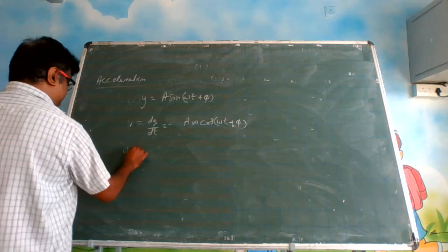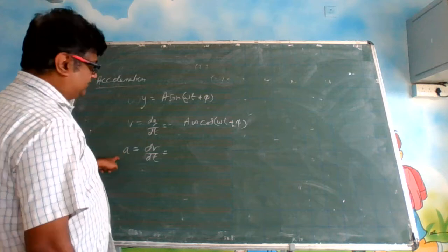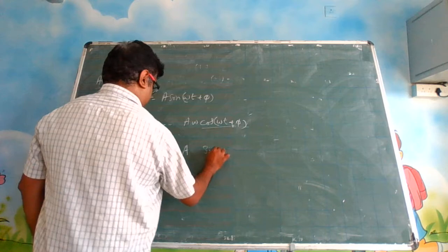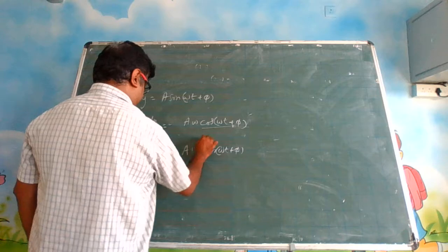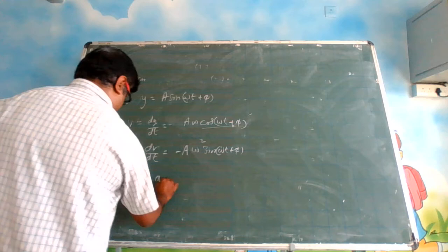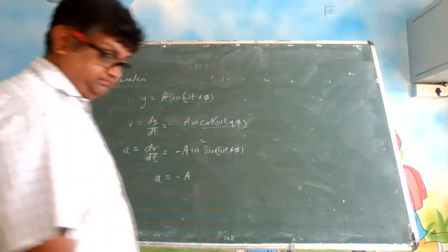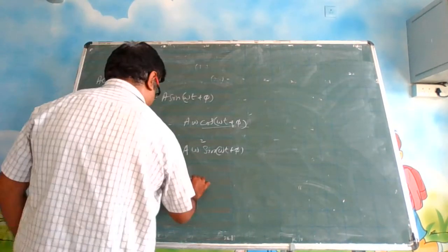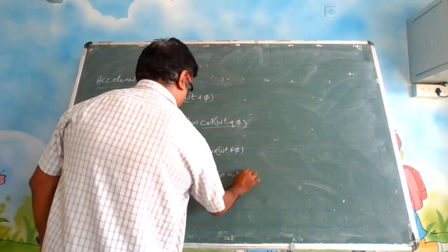Let us say again we differentiate it. A is equal to dv by dt. If I differentiate it again, I get acceleration. What am I going to get? I am going to get a, what will this become? Sin omega t plus phi. Again omega will come, so it will become omega square and it will come a minus because cosine, the answer is minus. So you are getting a is equal to minus omega square y. Minus omega square y means omega square a sin omega t plus phi only.